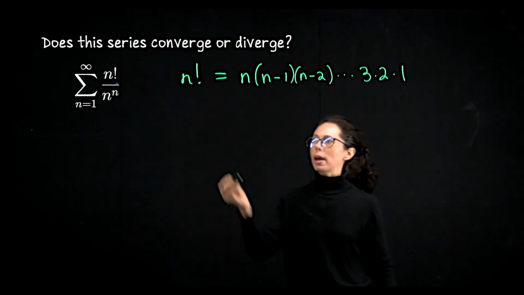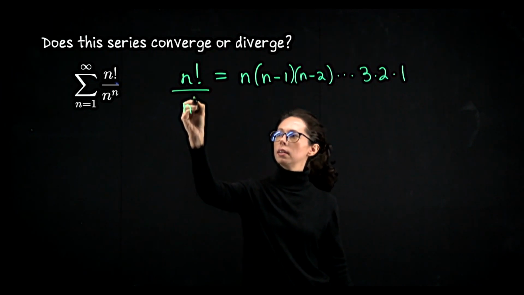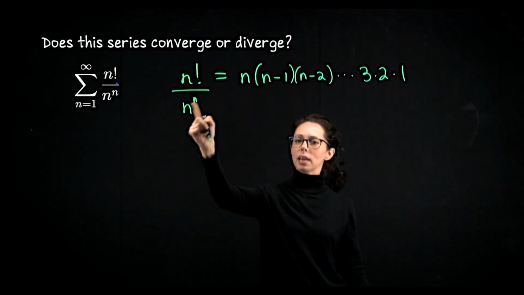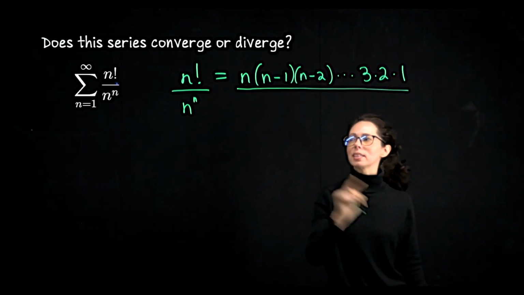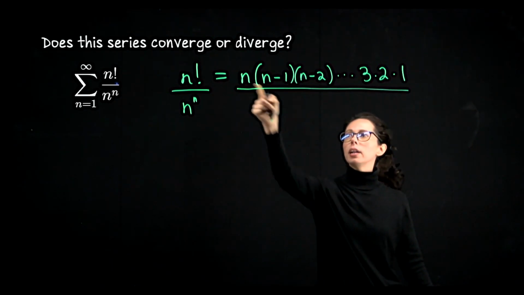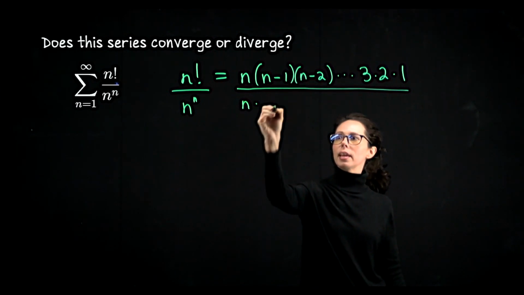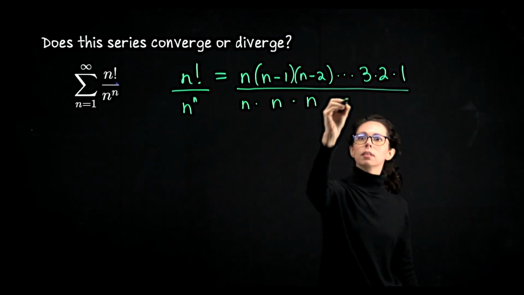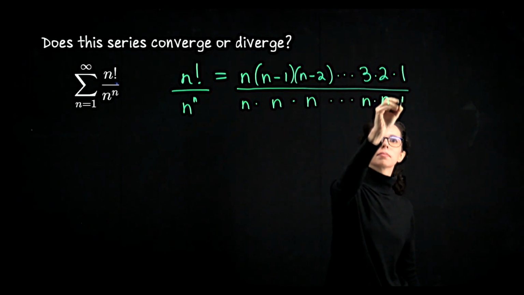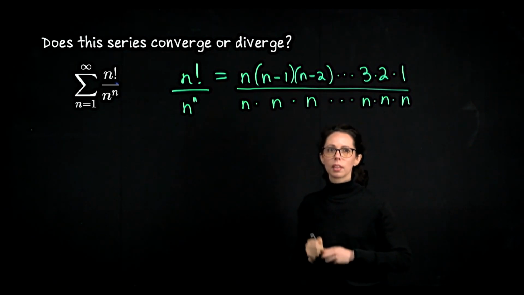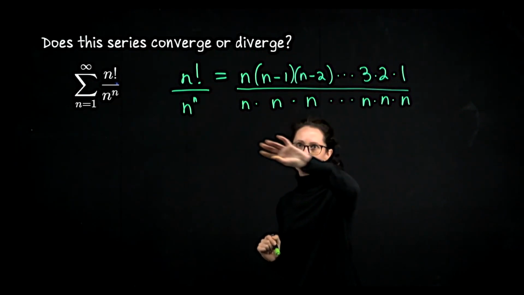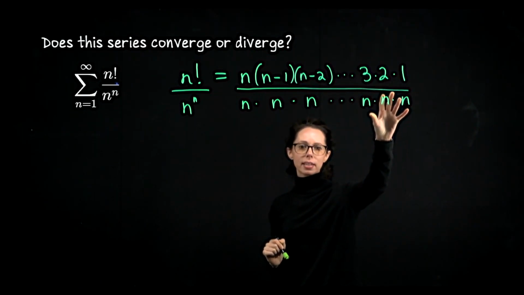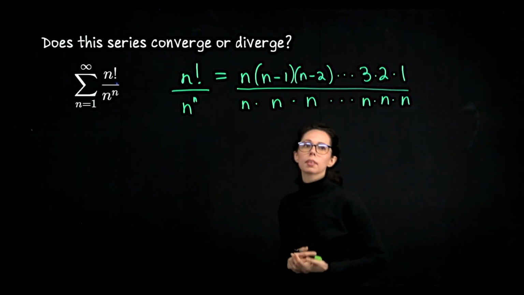Let's divide this by n to the n. This means multiply n times itself n times. So that's n times itself n times. Under each of these terms, I'm going to write a copy of n. So both the numerator and denominator are products which naturally can be expanded into n terms.